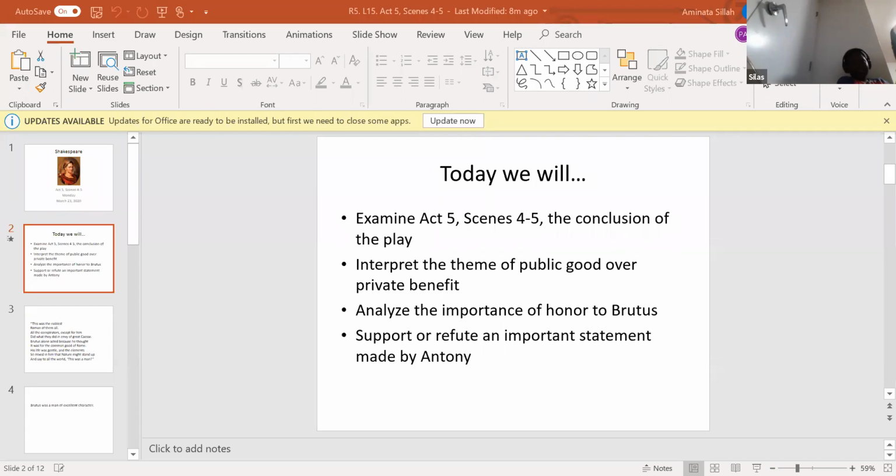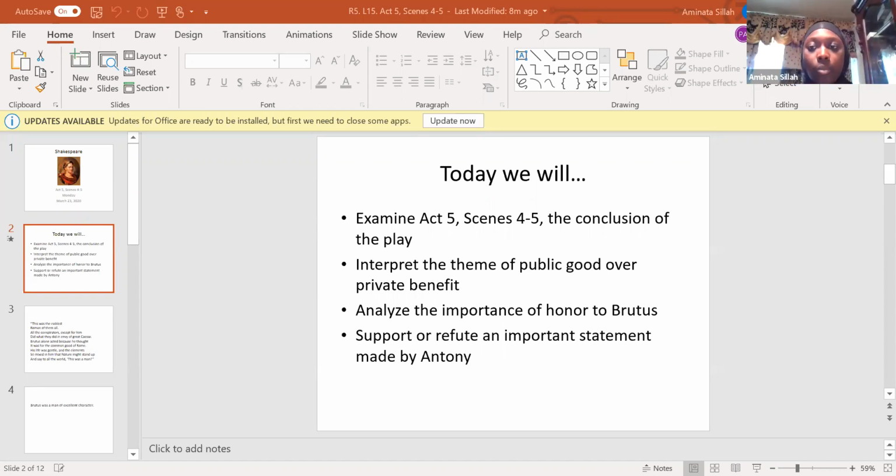Okay. Angelina? Go ahead. So I think that in scene 5, Brutus asks his servants to kill him, and then I forgot what the other guy's name was, but he agrees to killing Brutus.